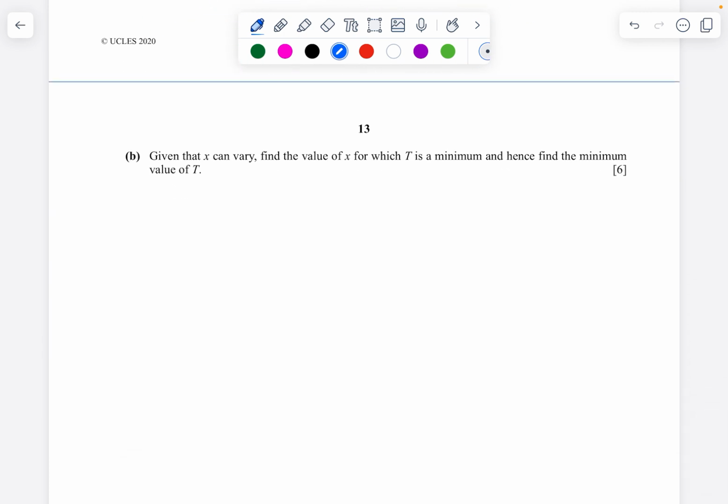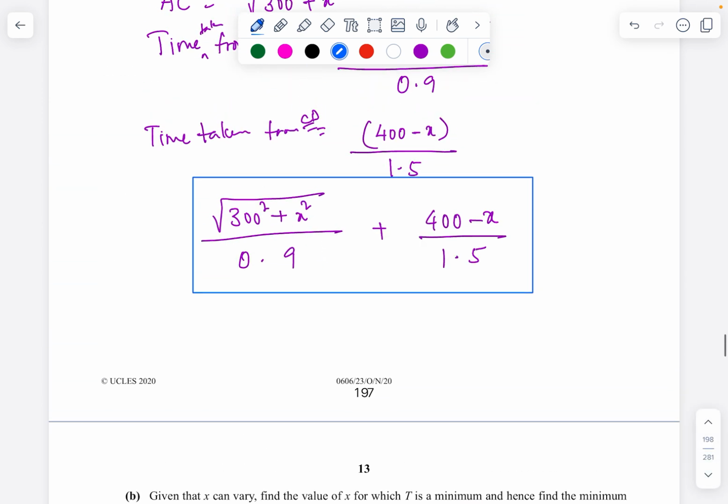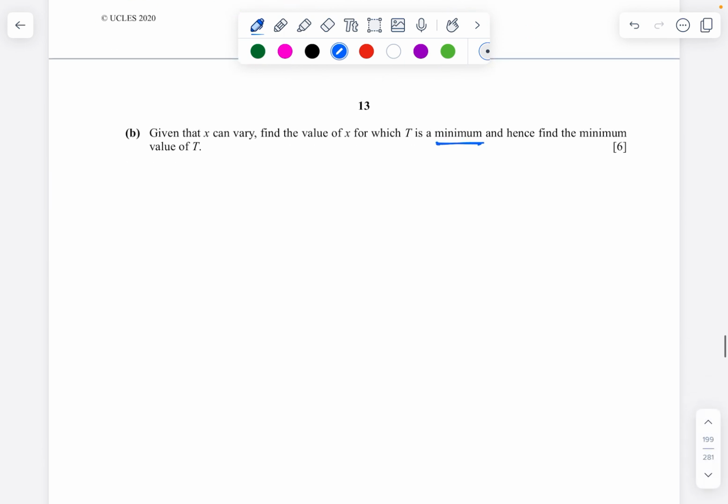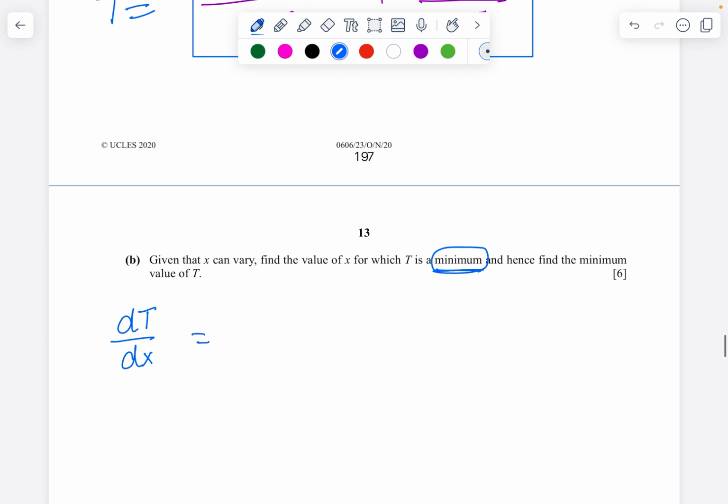Given that x can vary, find the value of x for which t is minimum, and hence find the minimum value of t. We already found the total time here, right? So now we need to differentiate because we need to find the minimum value. So we need to find dt by dx.